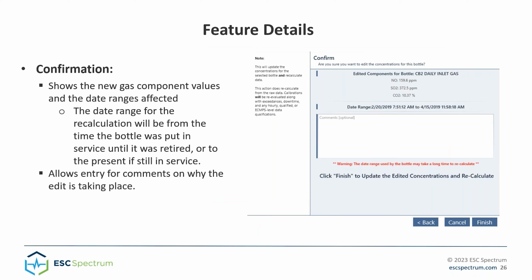And then a confirmation page letting you know the date range that'll be affected. Well, all the things that this bottle was used for that will need updated. That also reports your new values.